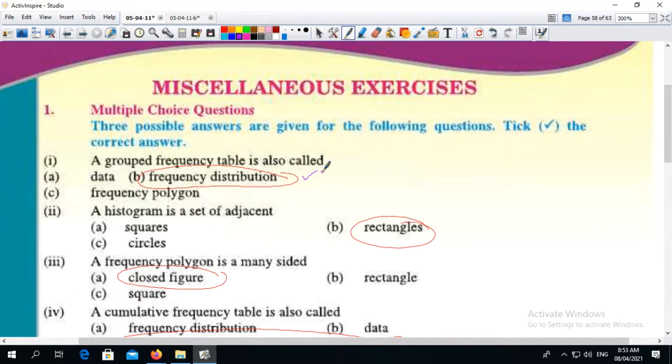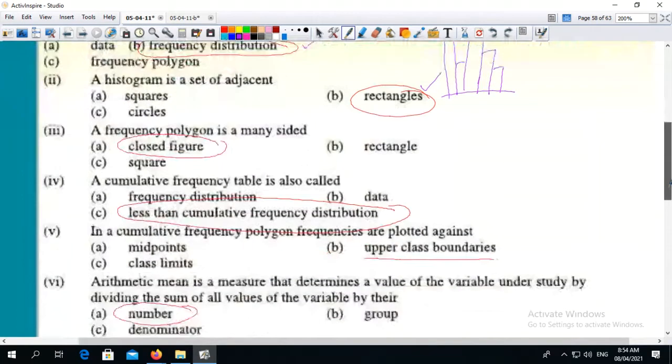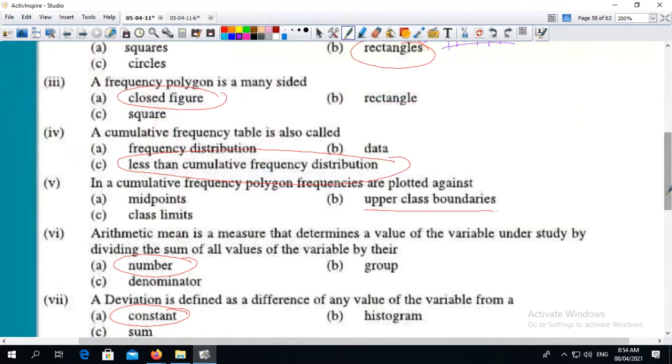Data not possible, frequency polygon not possible, so only one option left: frequency distribution. Second, a histogram is a set of adjoining rectangles. A histogram looks like this one, so it uses rectangles, not squares, not circles. A frequency polygon is a many-sided closed figure, like this one, so it's a closed figure, not a rectangle, not a square.